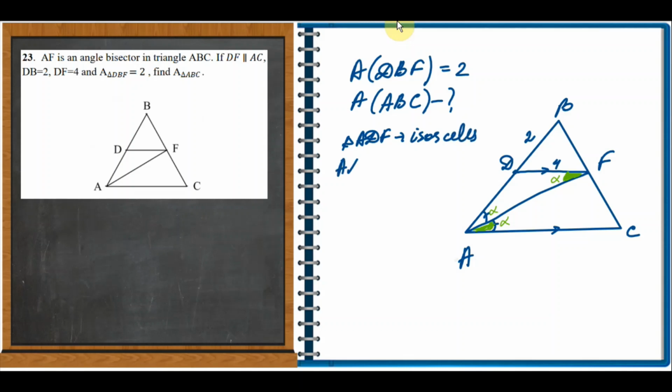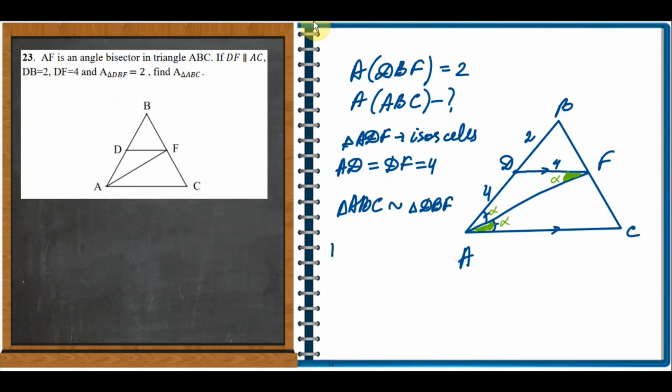Therefore, we can write AD equals DF, which is 4. Let's put 4 here. Now, what can we tell about triangle ABC and triangle DBF? Right, they are similar triangles.